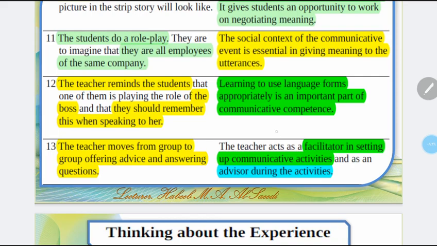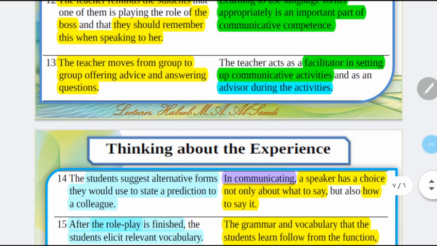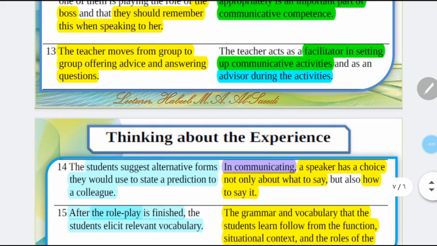This is also important. The teacher moves from group to group, offering advice and answering questions. The teacher acts as a facilitator when he or she creates situations, and also as an advisor when he or she observes and advises students how to start, how to communicate, how to initiate their activities.